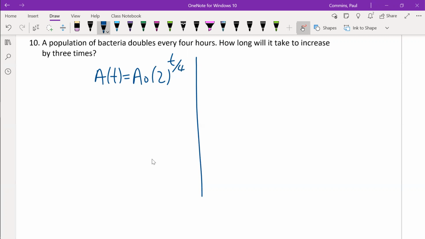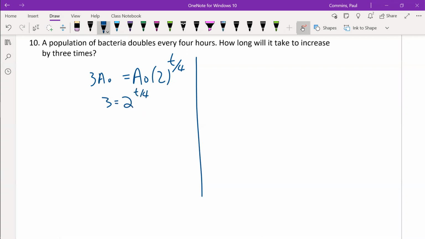And we know that the doubling value, so we're looking for how long it takes for A0 to go to 3 times, 3A0, right? We want to turn A0 into 3A0. A0 is the initial amount. The final amount is 3A0. We're trying to triple our money, or triple our bacteria in this case. So we divide through by A sub 0, we get 3 equals 2 to the T over 4.